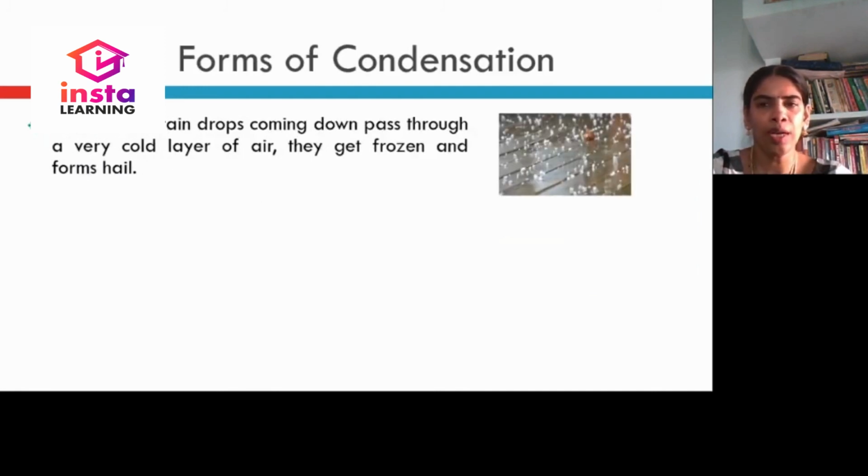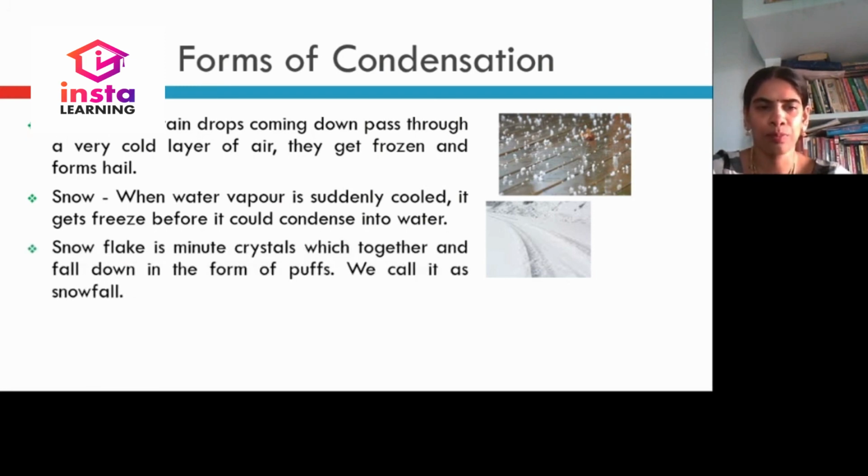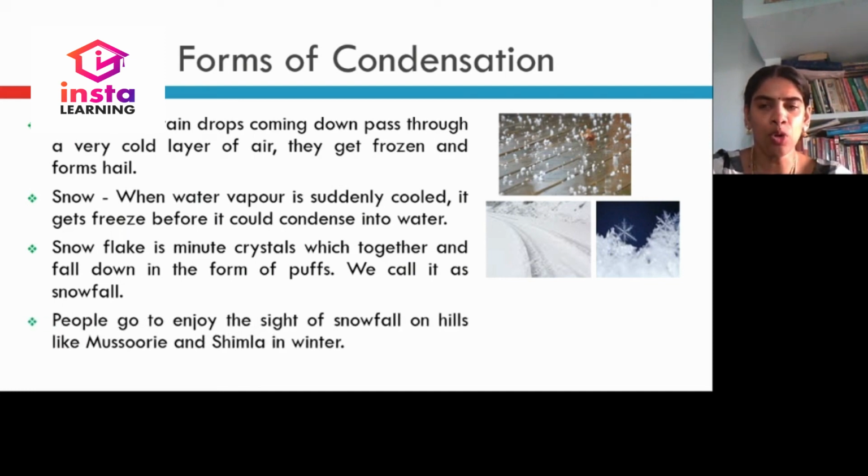Hail. When raindrops coming down pass through a very cold layer of air, they get frozen and form hail. Snow. When water vapor is suddenly cooled, it freezes before it could condense into water. This is known as snow. Snowflakes are minute crystals which come together and fall down in the form of puffs, which we call snowfall. People go to enjoy the sight of snowfall on hills like Mussoorie and Shimla during winter.